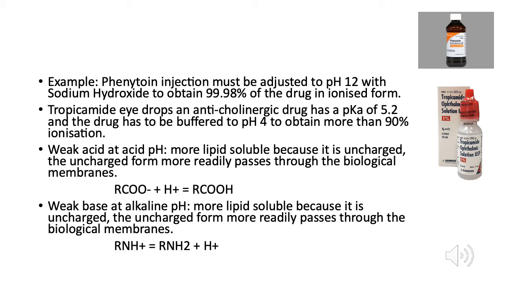A weak acid, at an acid pH, is more lipid soluble because it's uncharged. The uncharged form more readily passes through the biological membranes. A weak base, at an alkaline pH, is more lipid soluble because it's uncharged. The uncharged form more readily passes through the biological membranes.